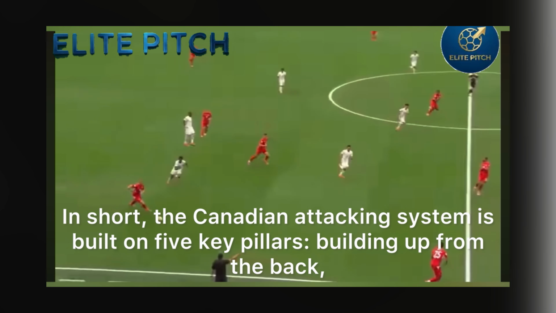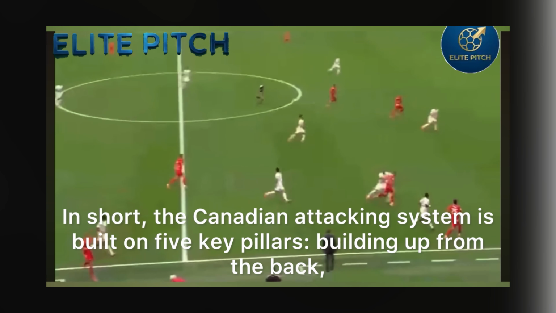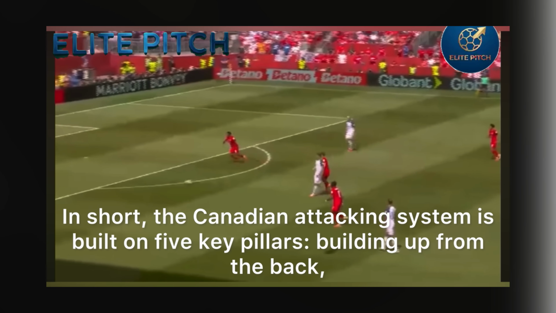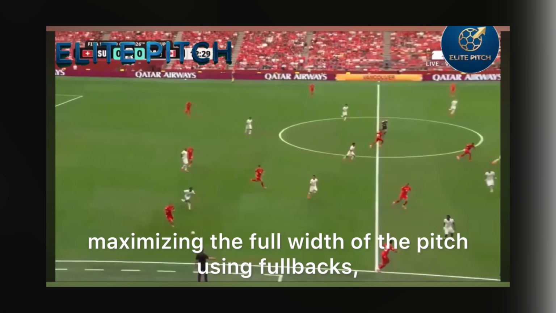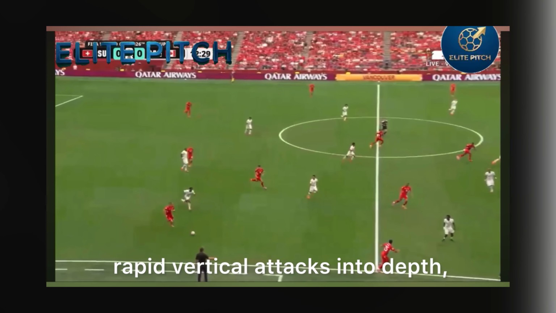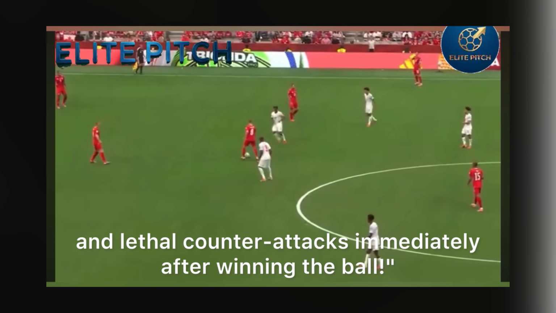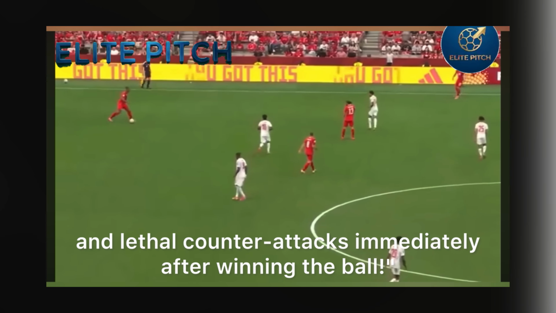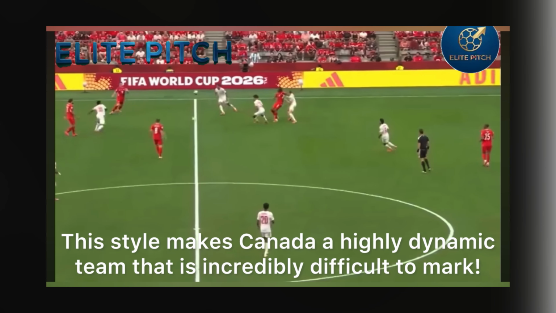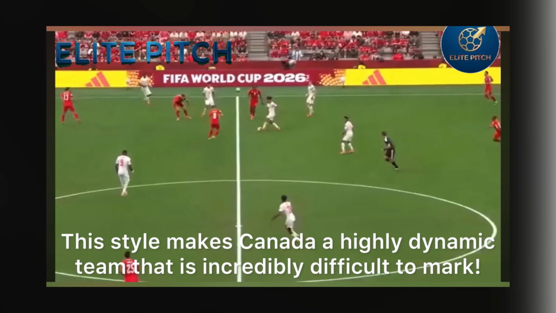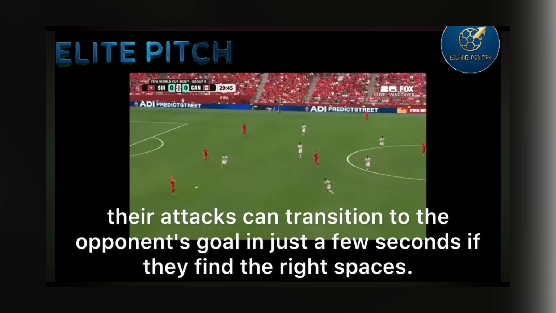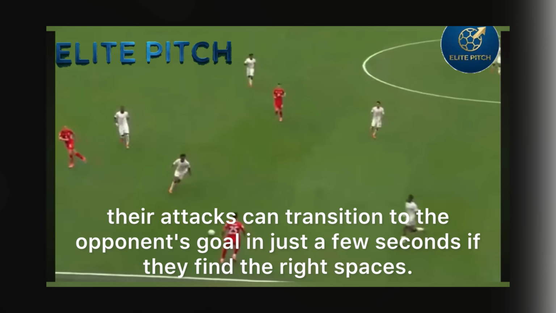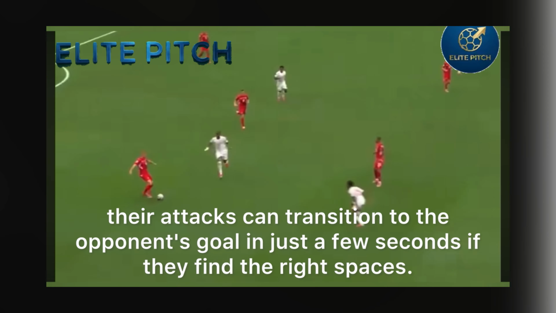In short, the Canadian attacking system is built on 5 key pillars: building up from the back, continuous movement and swapping of positions, maximizing the full width of the pitch using fullbacks, rapid vertical attacks into depth, and lethal counterattacks immediately after winning the ball. This style makes Canada a highly dynamic team that is incredibly difficult to mark, since their players never stay static. Their attacks can transition to the opponent's goal in just a few seconds if they find the right spaces.